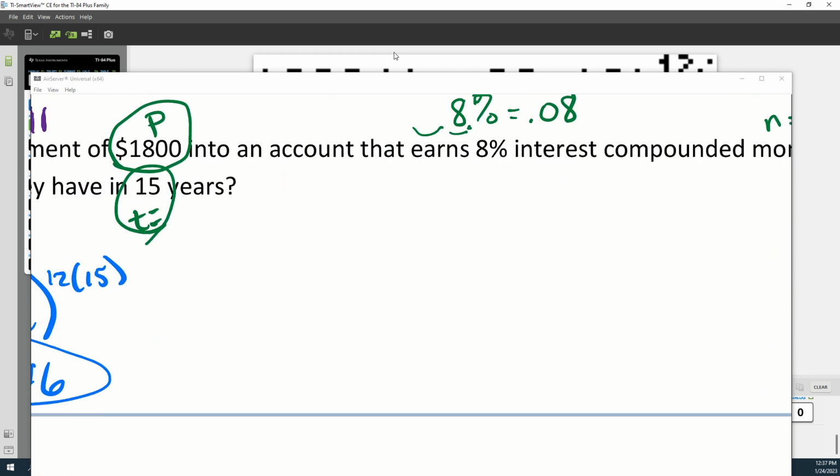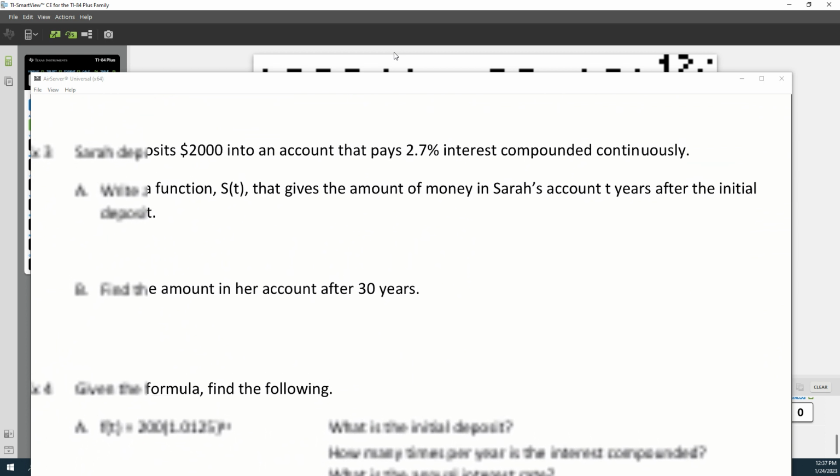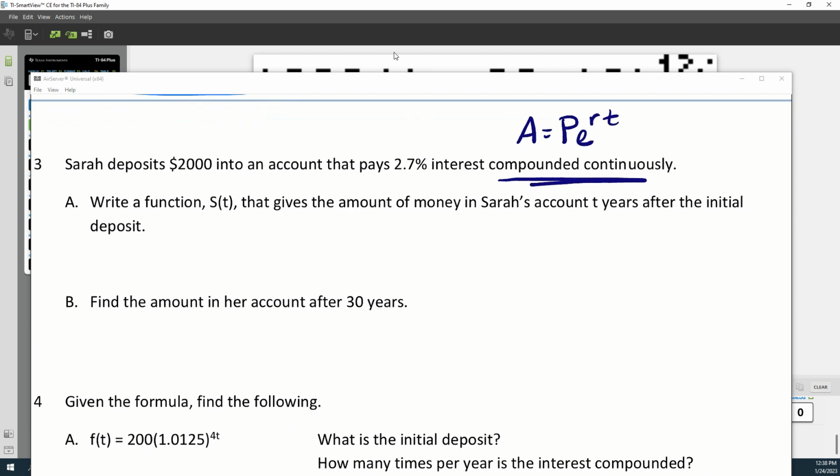Okay, so on the back, we have this problem where Sarah deposits $2,000 in an account that pays 2.7% interest compounded continuously. As soon as you see this, you need to remember that you're going to use the formula A equals PE raised to the RT. On this one, since it's Sarah, they want you to use S of T.